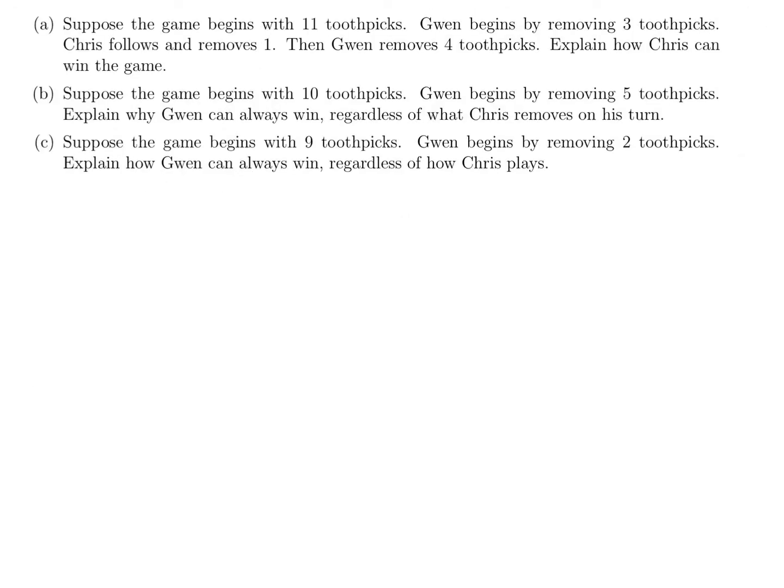So I don't think there's anything too complicated here. We've got Gwen and Chris. We started off with 11, right? So we'll just put remaining here. When the game first starts, there's 11. Gwen removes 3, so then there's 8 left. Then Chris removes 1, so then there's 7 left. And then Gwen removes 4, so then there's 3 left. So they're saying, how can Chris win?